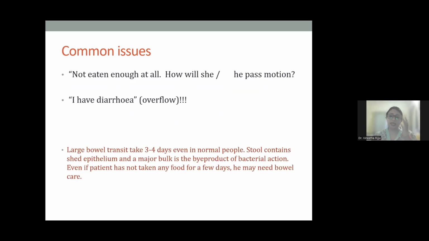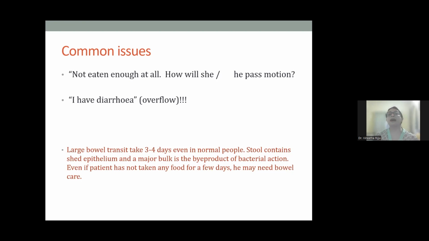Now, this is a very common issue when the family comes and tells you that, oh, doctor, he has not been eating enough at all. Then how will he pass motion? Now, what you need to make them understand is that if the patient does not eat enough, there are always intestinal secretions which amount to stools. So there has to be a bowel opening at least once in 2 or 3 days, right?